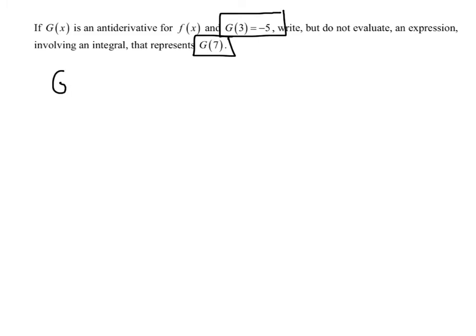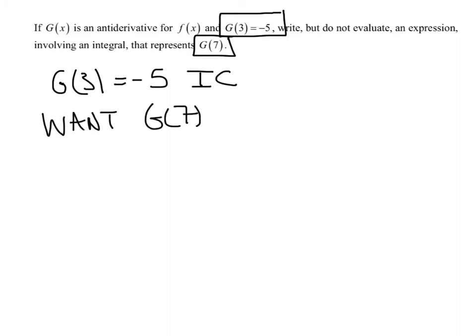We know g of 3 equals negative 5. That's the initial condition. The want is g of 7. Now, notice they don't say f prime equals or g prime equals. They give it to you in a different lingo. So this is the part I want written in your notebook: g of x is the antiderivative of f of x. So what are they saying?